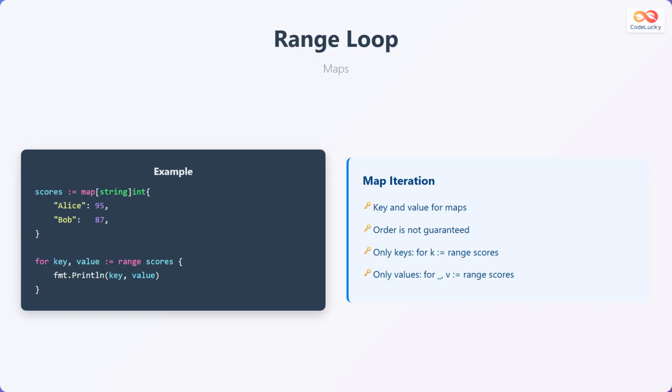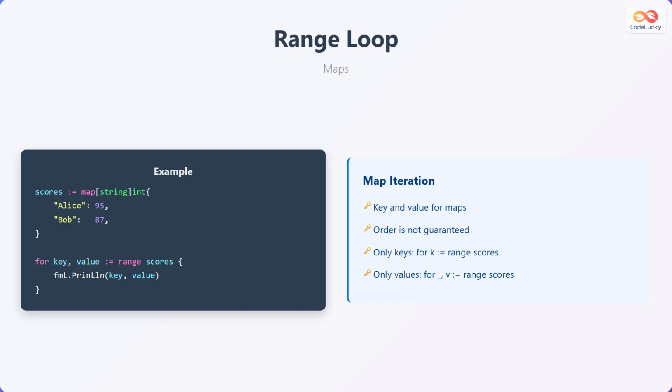The range keyword can be used to iterate over maps as well, providing access to both keys and values. Here's an example. We have a map called scores: map of type string to int, {"Alice": 95, "Bob": 87}. To iterate over the map, use for key, value := range scores { fmt.Println(key, value) }.